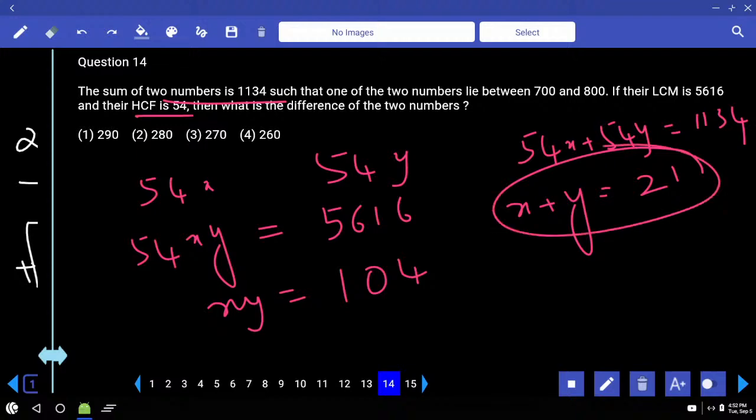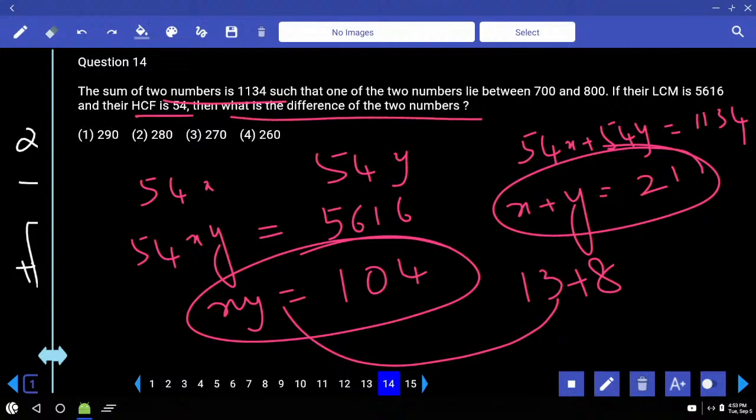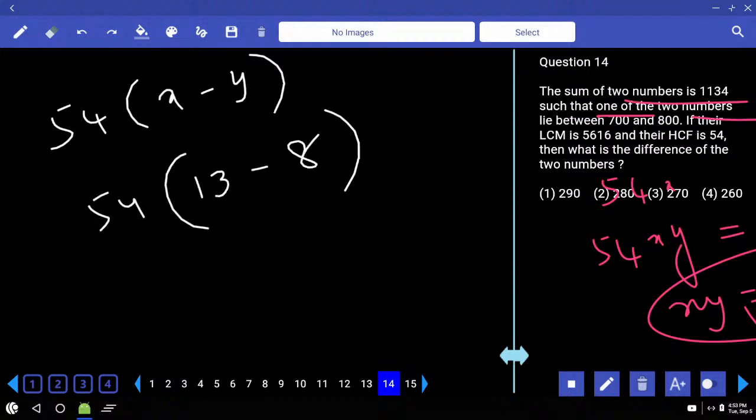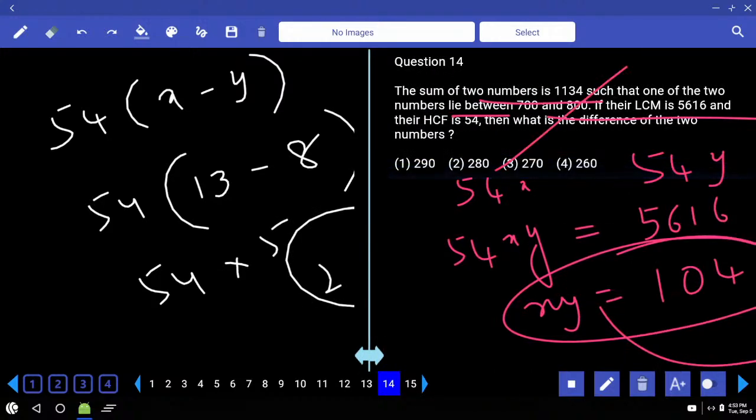Sum must be 21, product must be 104. 13 and 8: 13 plus 8 is 21, 13 8s are 104. So the difference will be 54 into x minus y, isn't it? That is 54 into 13 minus 8. 54 5s are 270, that should be the answer. Option 3 is the correct answer.